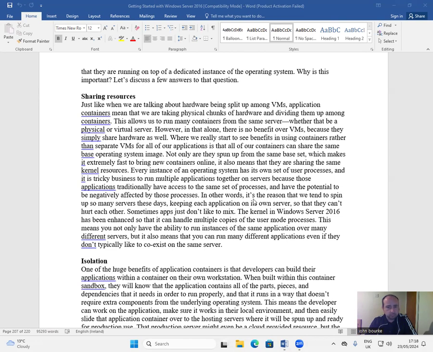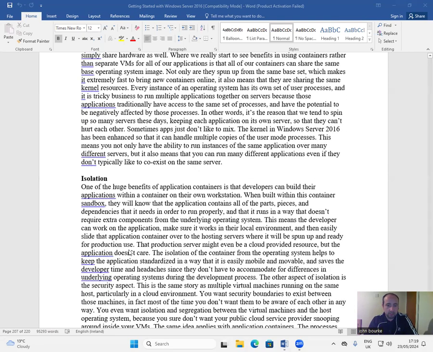In other words, it's the reason that we tend to spin up so many servers these days, keeping each application on its own server so that they can't hurt each other. Sometimes apps just don't like to mix. The kernel in Windows Server 2016 has been enhanced so that it can handle multiple copies of the user mode process. This means you not only have the ability to run instances of the same application over many different servers, but it also means that you can run many different applications, even if they don't typically like to coexist on the same server.